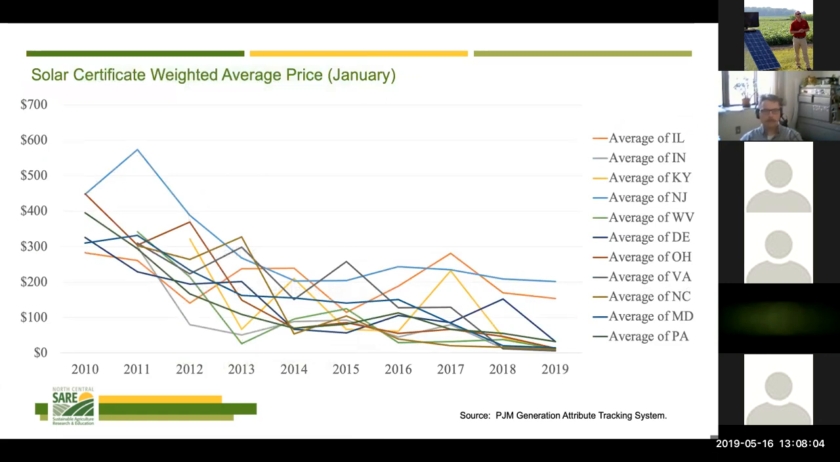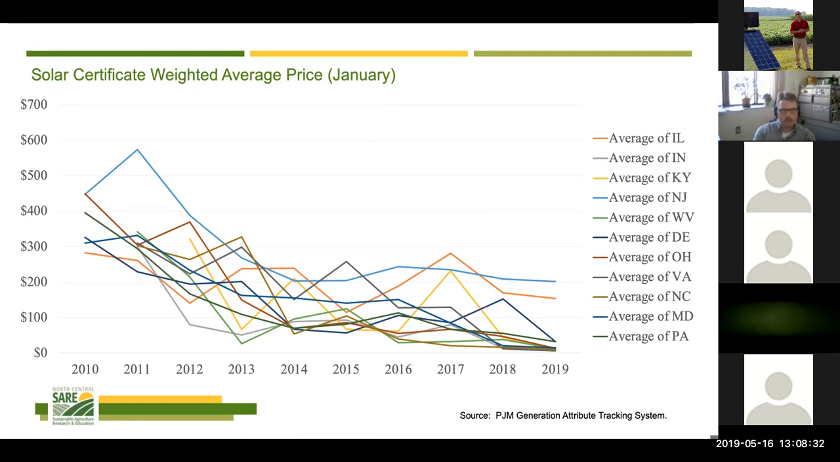So this chart is looking at the weighted average price for SRECs in the PJM interconnect. PJM stands for Pennsylvania, Jersey, Maryland. It's the regional transmission grid operator for these 11 states. The one thing you can see is the overall trend is downward. So over time, we have seen a reduction in the value of these SRECs.